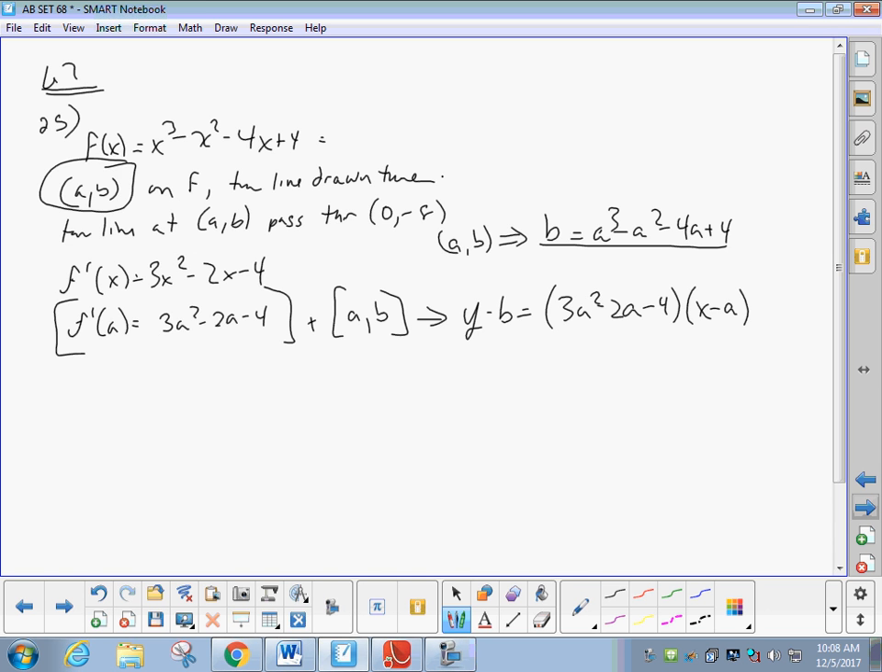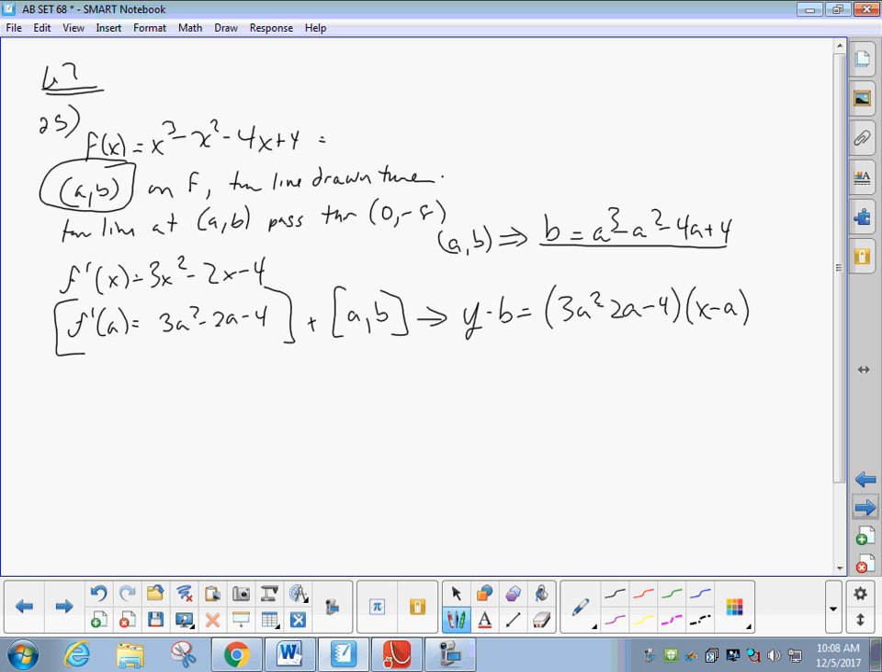So where do I go from here? What have you not used yet? I don't usually give you stuff for random reasons. Yeah, that's 0, -8. Is that a point on the function or on the tangent line? That's on the tangent line.